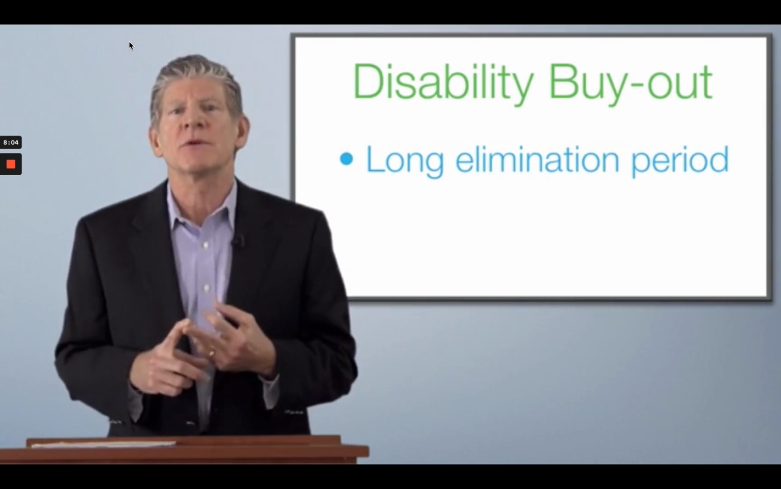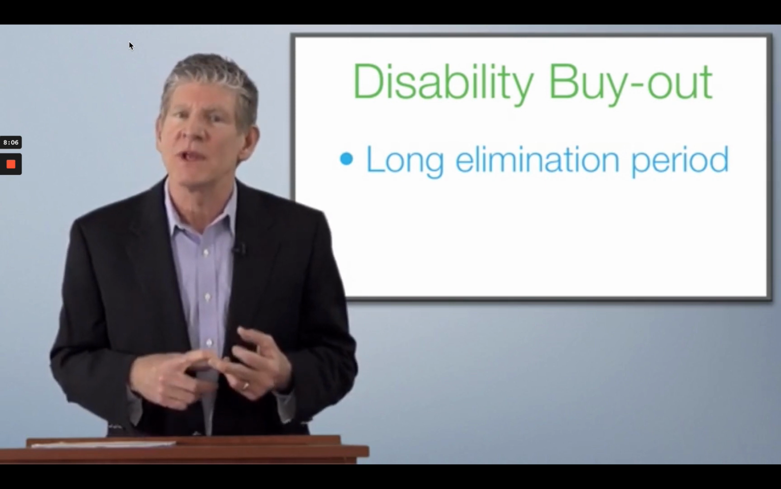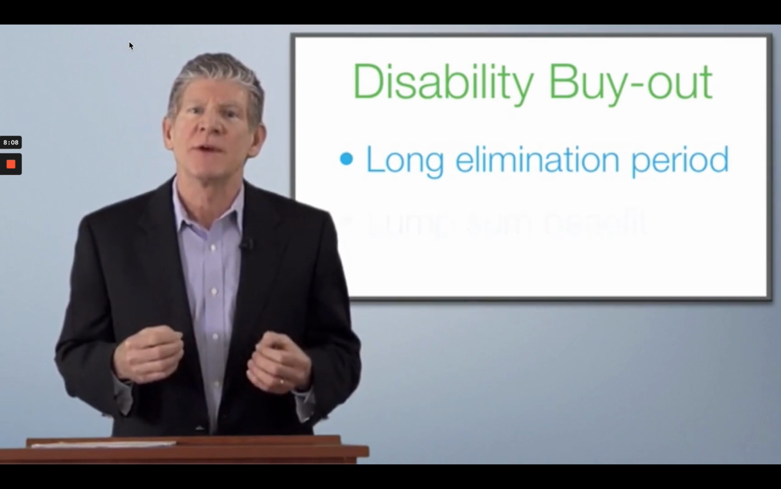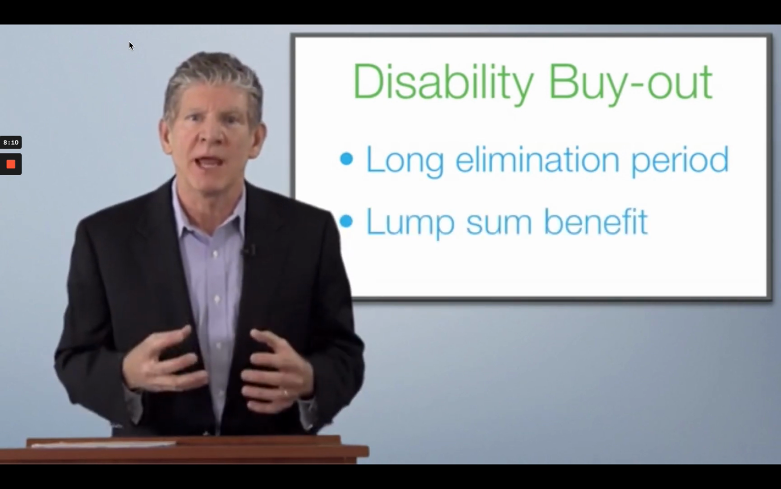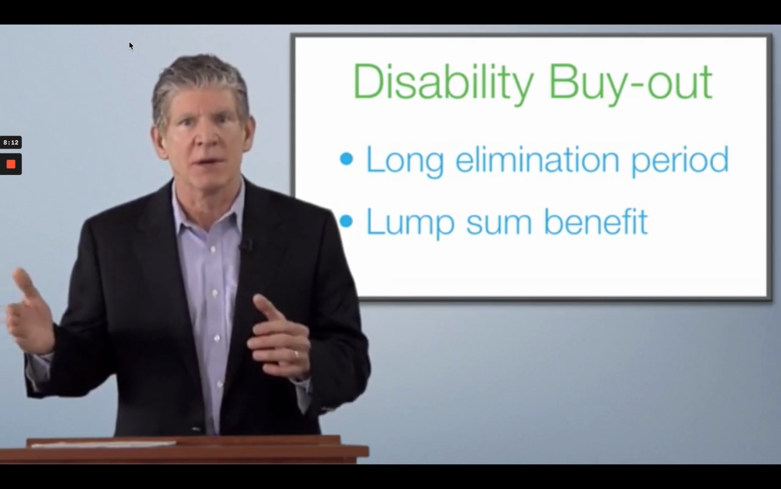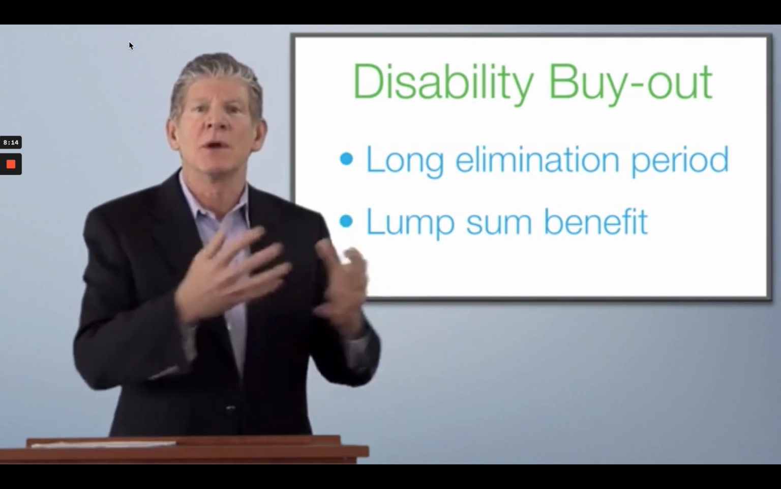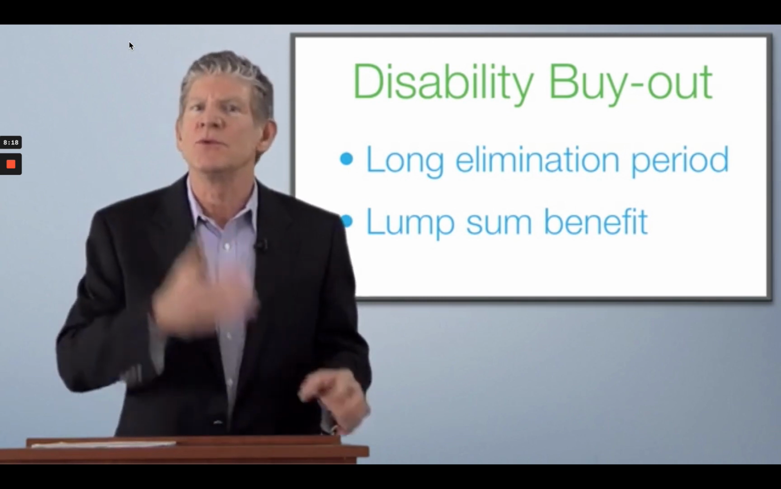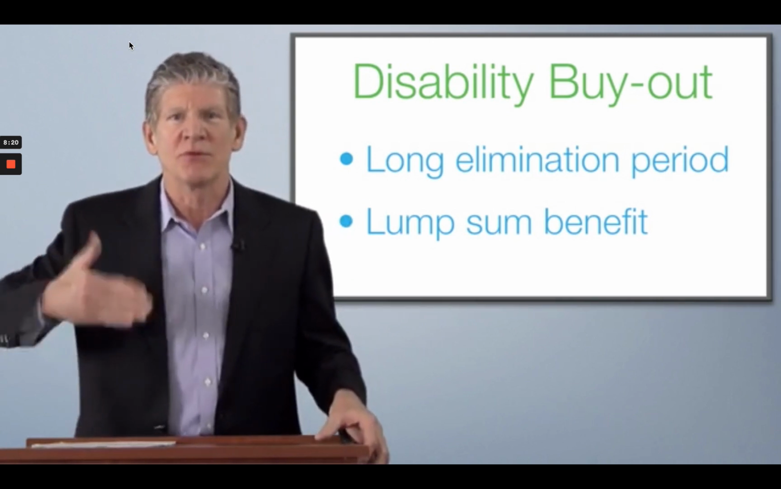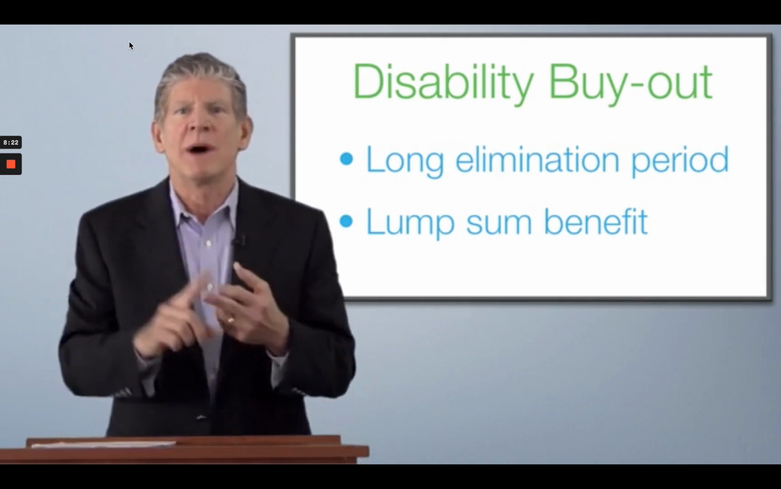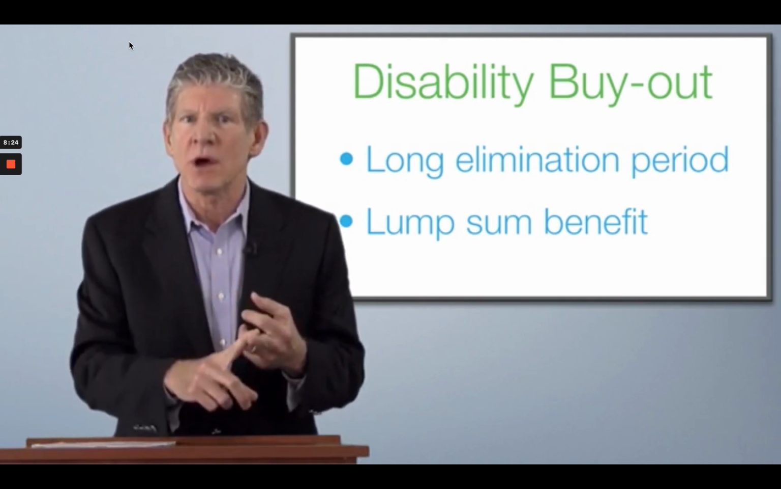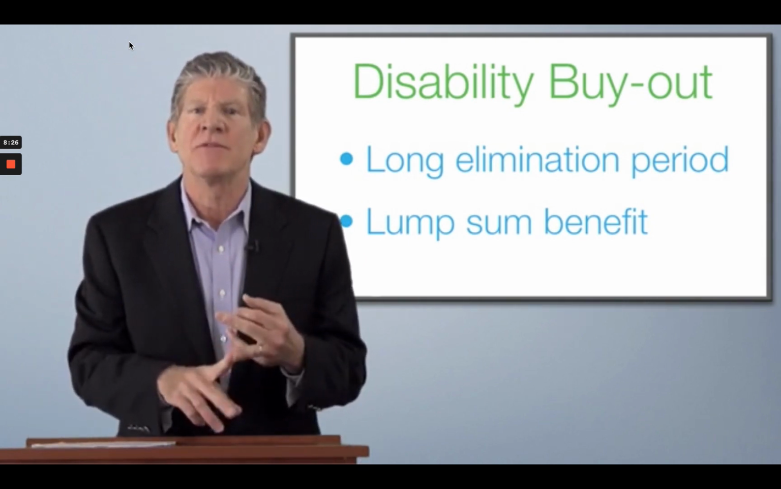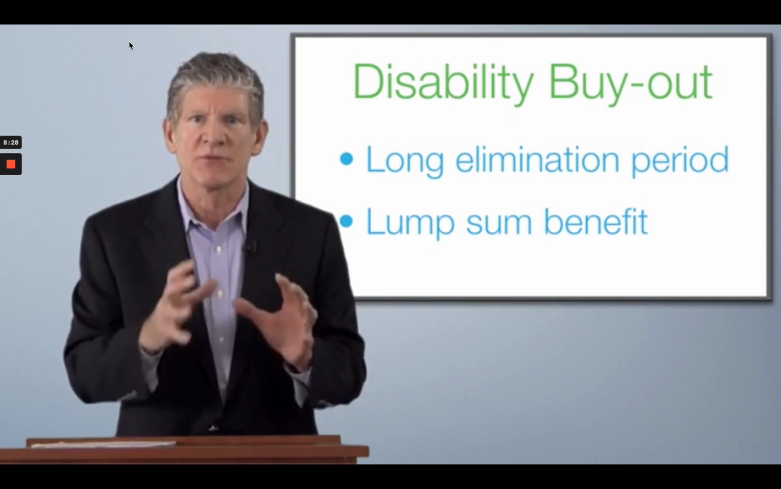Another unique characteristic of the disability buyout policy is that it pays its benefit in the form of a lump sum payment, not periodic income. If you are the incoming owner in the agreement, you want to be paid in a single lump sum. You do not want the payment proceeds paid out over a period of time. So buyout policies typically have a very long elimination period, and they pay their benefit in the form of a single lump sum payment.